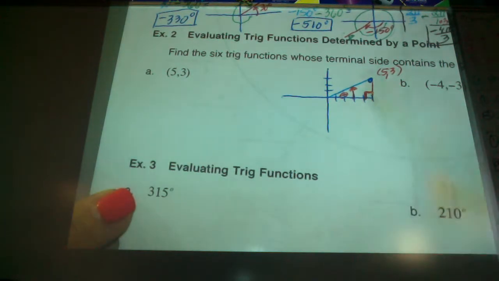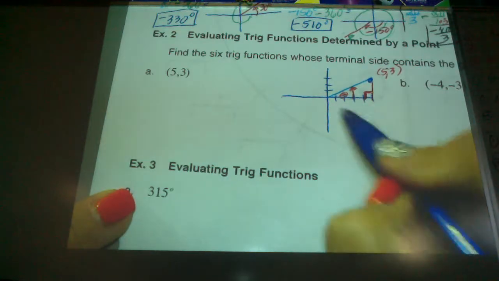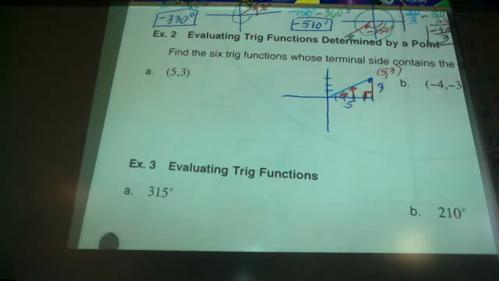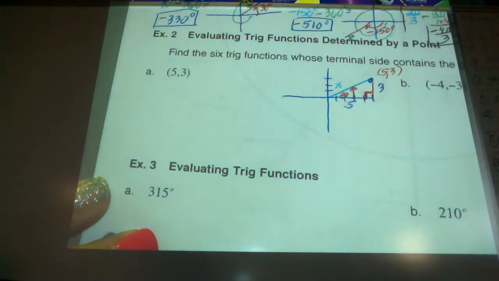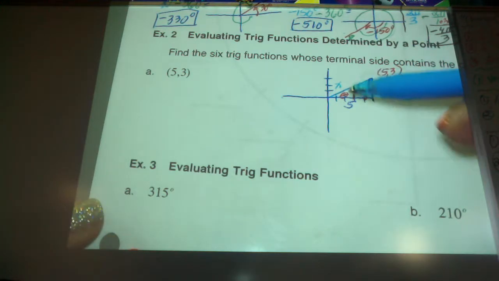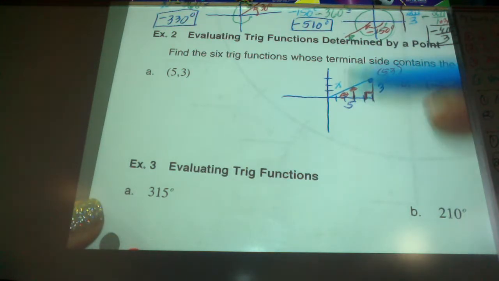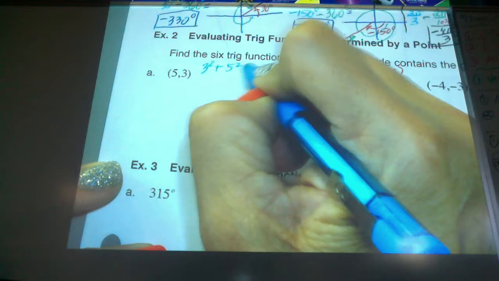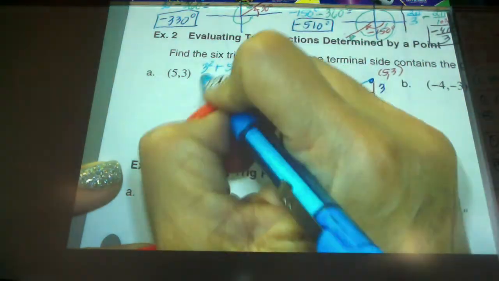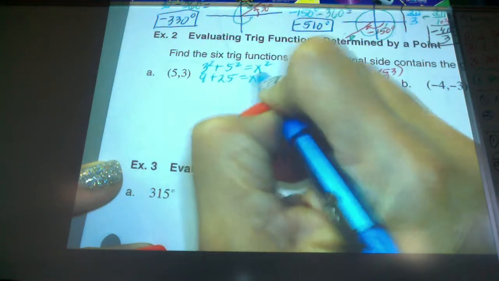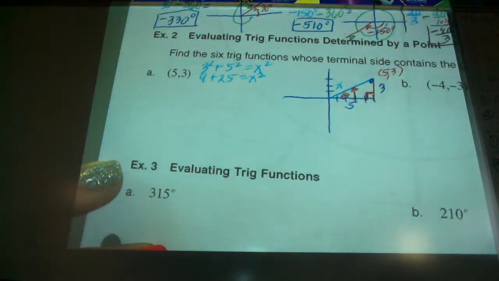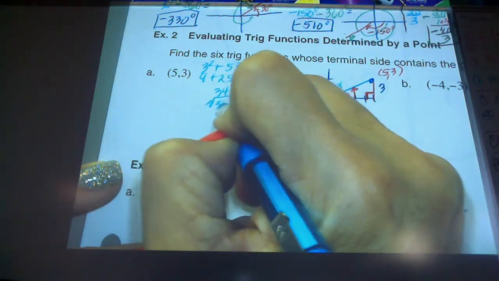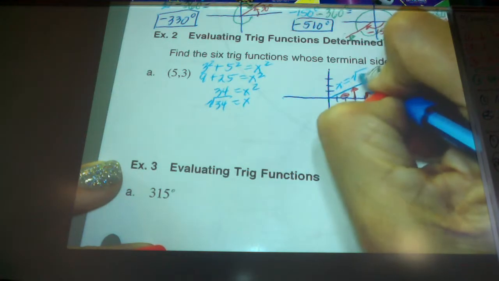Do I really know the length of this side here? What's the length of this side? 5. And what's the length of this side here? 3. Can't I find the length of the hypotenuse, which we'll call x? Yeah, then this is not a triple because this can't be 4, right? 4 is not bigger than 5. And so we're going to take 3 squared plus 5 squared equals x squared. 9 plus 25 is equal to x squared. What's 9 plus 25? 34 equals x squared. So what is x equal? Square root of 34. So this is square root of 34.